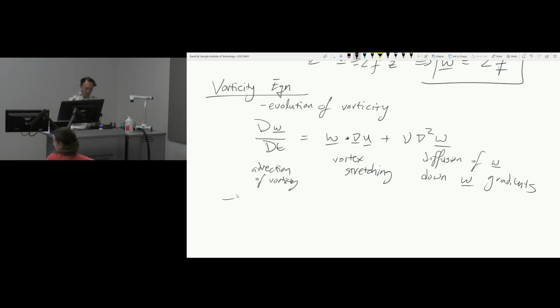So maybe you've seen something like this. This is similar to the heat equation, but not with energy. And we also have this stretching term.